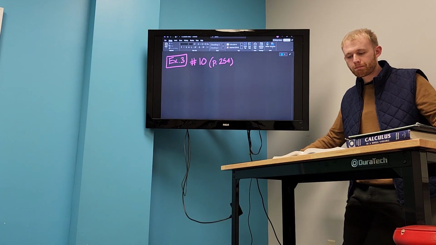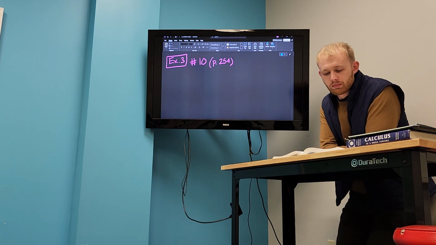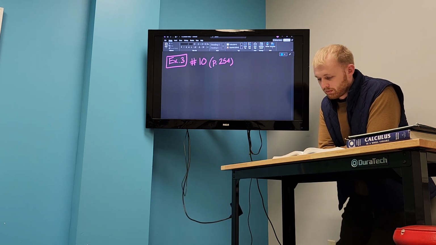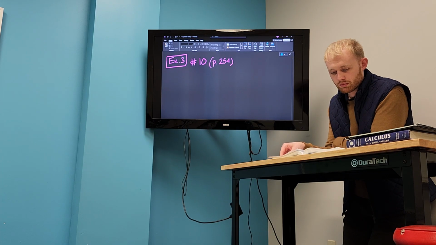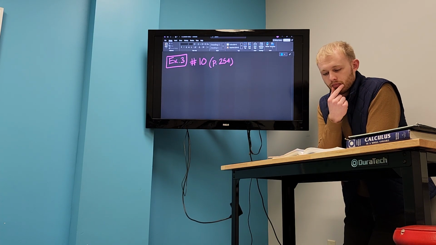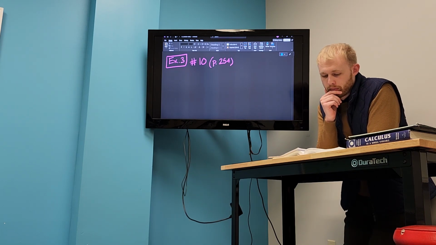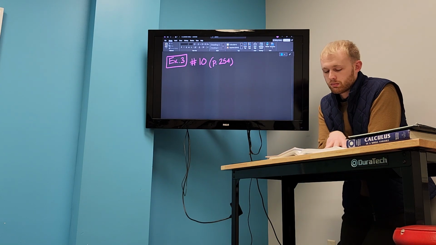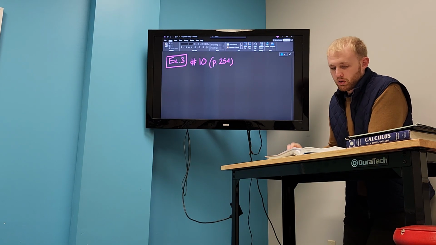Let's read it. A radio transmitter is located 3 miles from a straight section of interstate highway. The truck is traveling away from the transmitter along the highway at a speed of 65 miles per hour. How fast is the distance between the truck and the transmitter increasing when they are 5 miles apart? Okay, this book's a little old. It's talking about a radio tower, your cell phone tower. So, it's located 3 miles from a straight section of interstate highway.